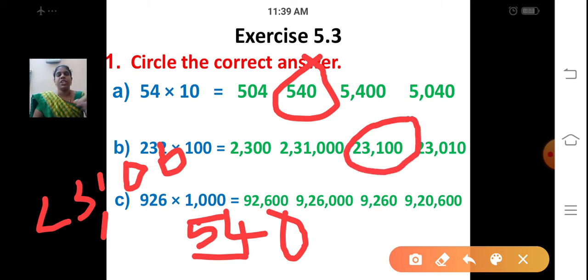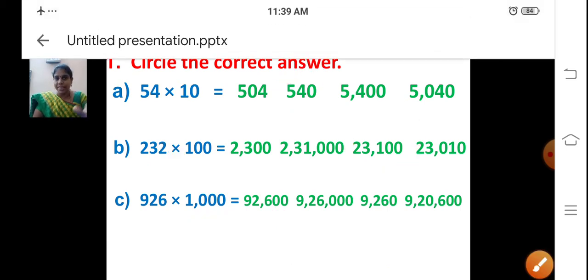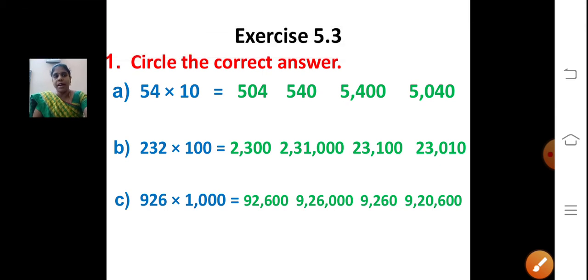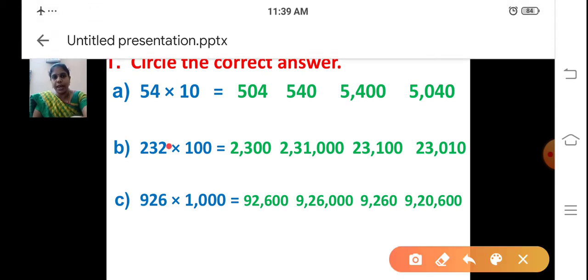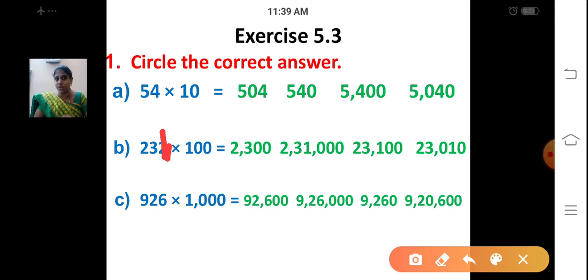What you have to do? Write the number followed by how many zeros? 2 zeros. 100 means 231 followed by 2 zeros. So 23,100. Now third sum, 926 into 1000.